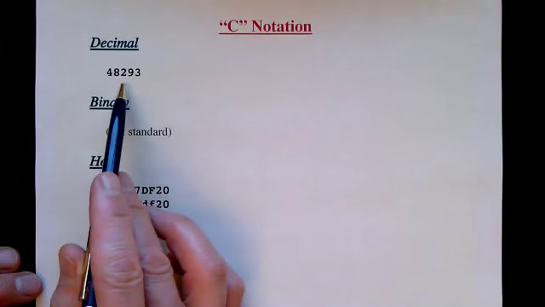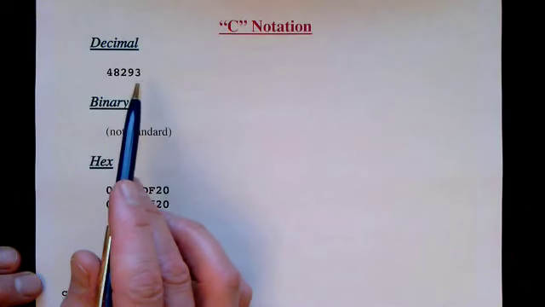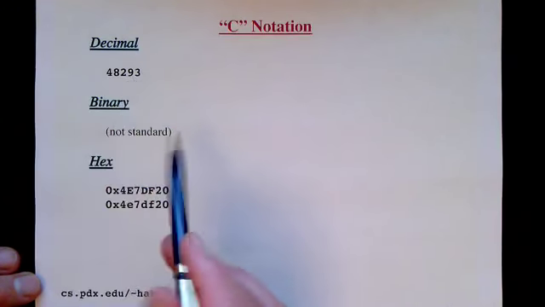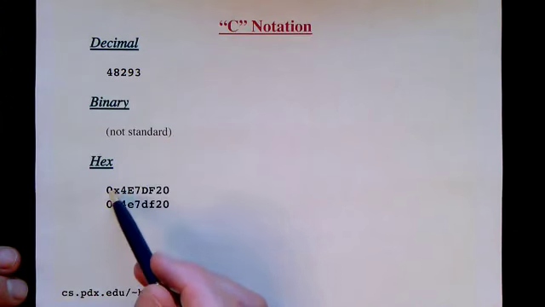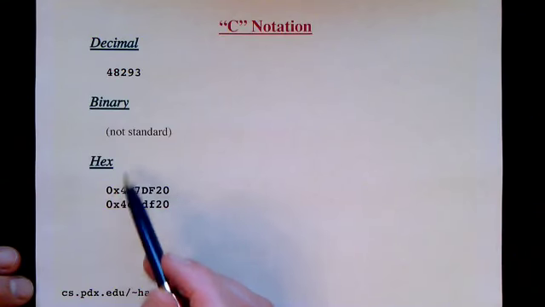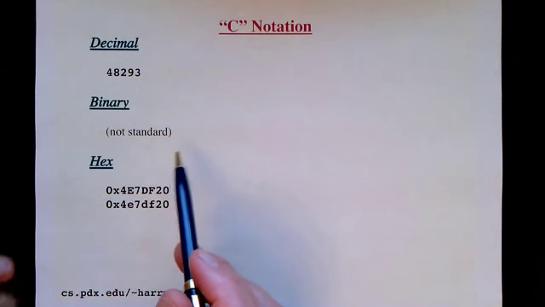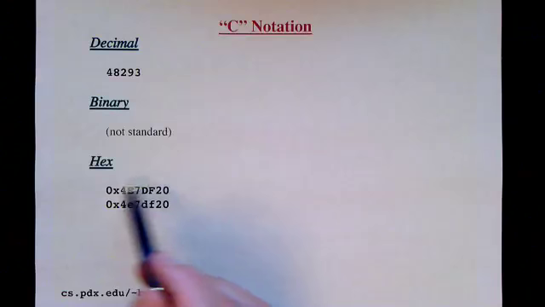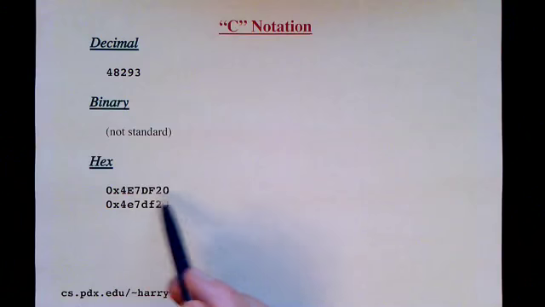Decimal numbers are usually written without the comma in most programming languages, certainly for the programming language C. There's not really a standard for writing binary numbers. Sometimes we see a 0B prefixing a string of zeros and ones. But the thing that's most important to know is that when you see a 0x, the numerals following it are to be interpreted as a hexadecimal number.